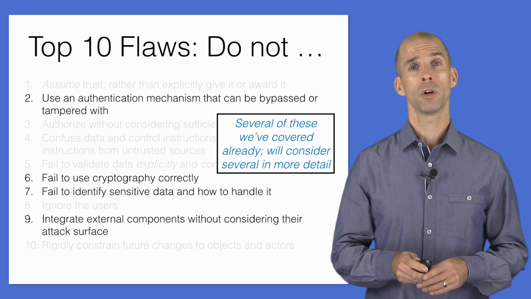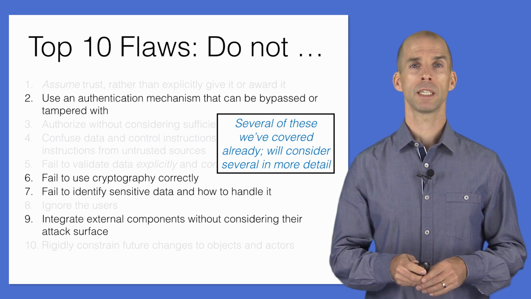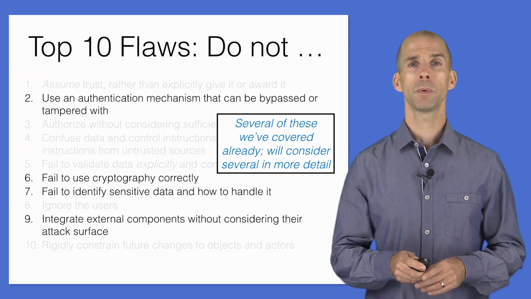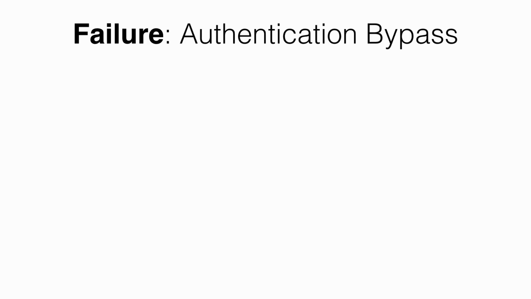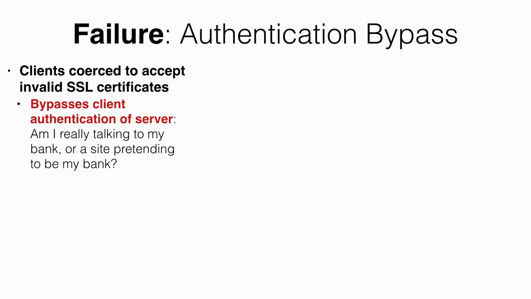We have considered flaws already in many of these various categories. So now we'll spend a little time considering a few more. The first design failure we'll consider results in authentication bypass. As one example of this, consider clients that are coerced to accept invalid SSL certificates.